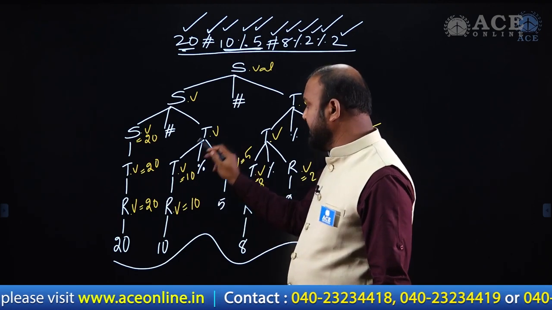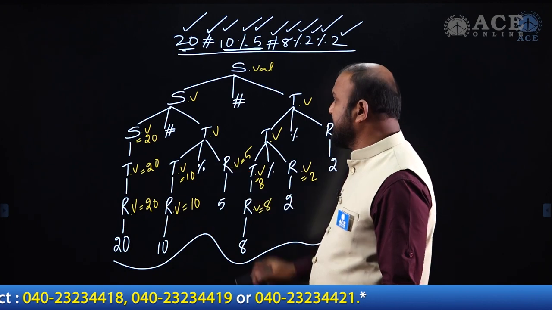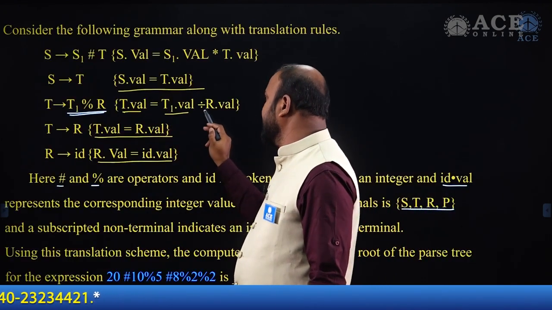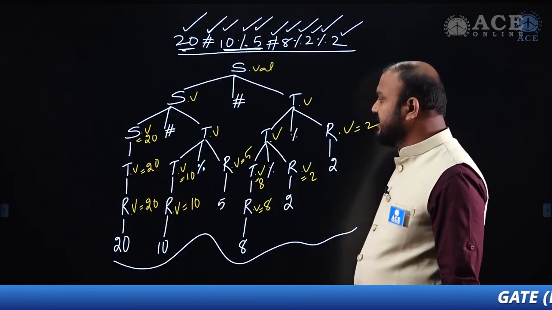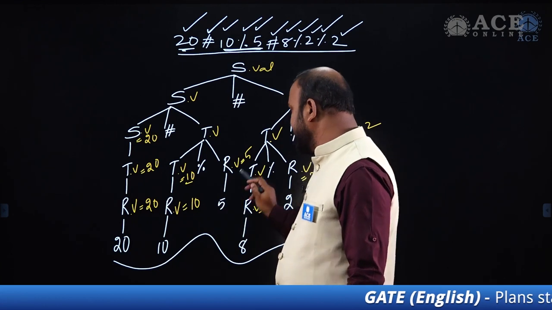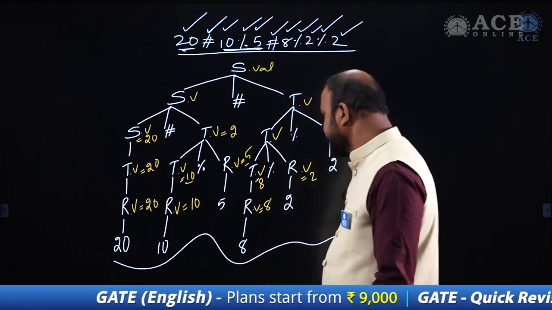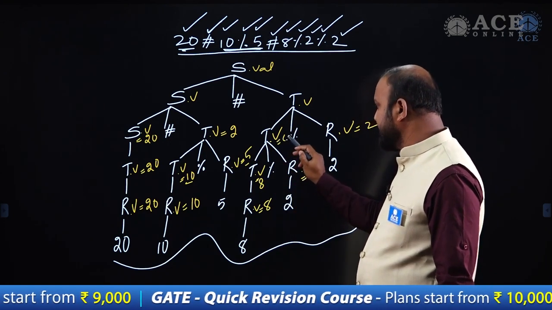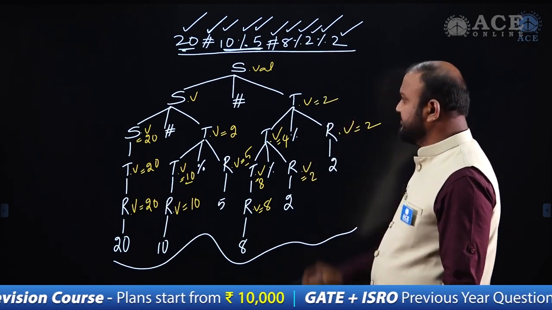Now look at here we have T percentile R. T tends to T percentile R. What is the semantic rule associated with T tends to T percentile R? T.val equal T1.val divided by R.val. Look, T.val is 10 divided by R.val is 5. 10 divided by 5 equals 2. Here you can look, 8 divided by 2 equals 4. 4 divided by 2 equals 2.